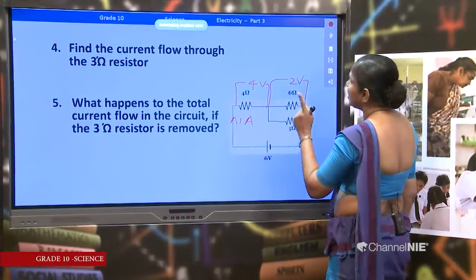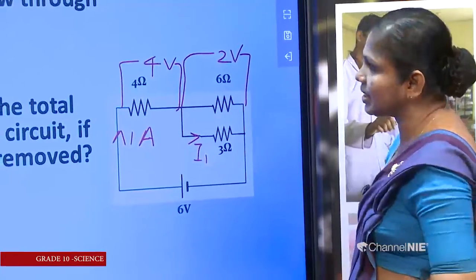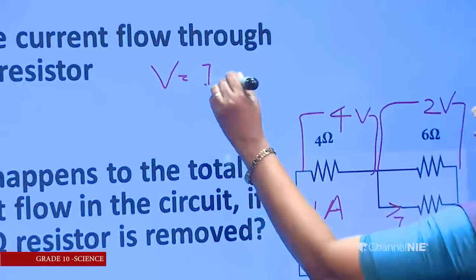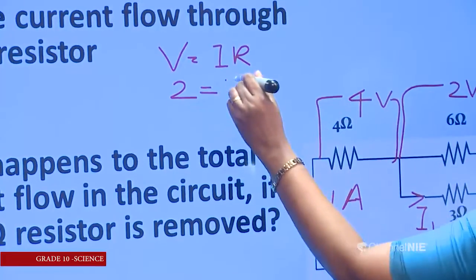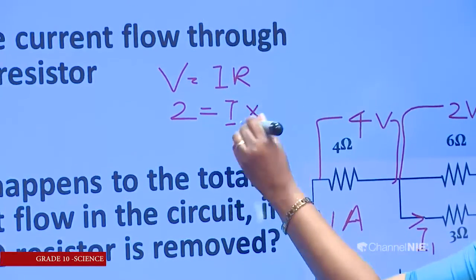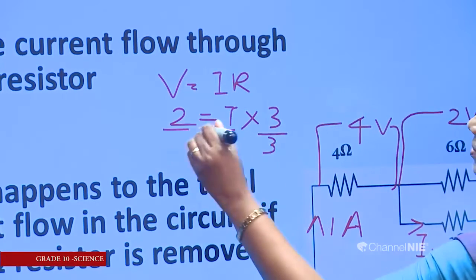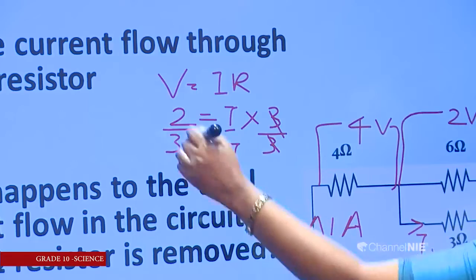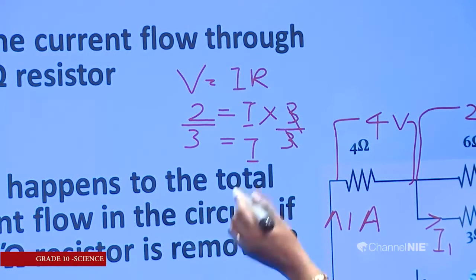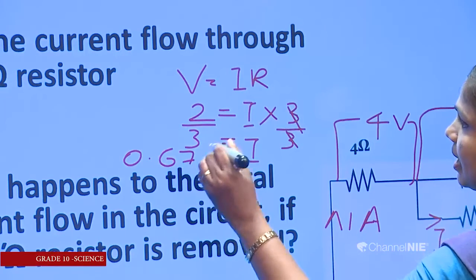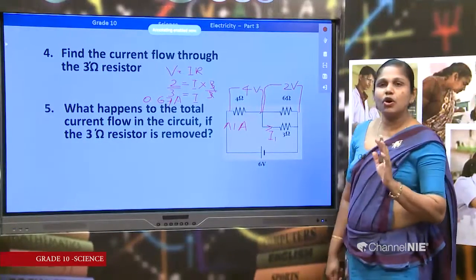Then how to get the current flowing through this particular resistor, I1? V equals IR. V is 2 volt. I1 we don't know. This is what is asked in the question. R is 3 ohm. Then when you isolate I here, 2 over 3 is 0.666. That means 0.67 amperes. This is the current flowing through the 3 ohm resistor.